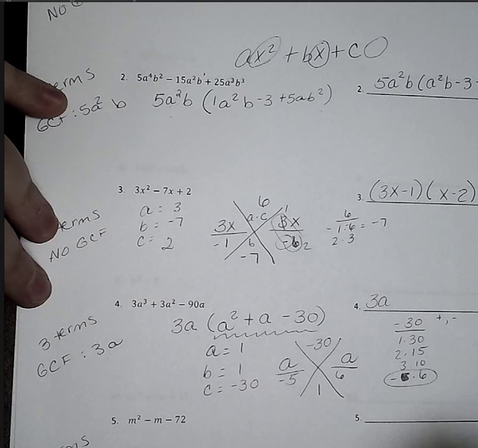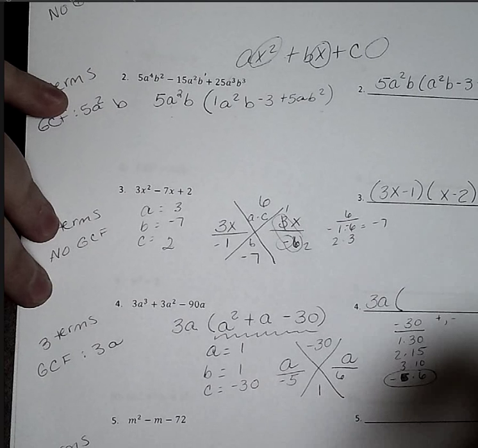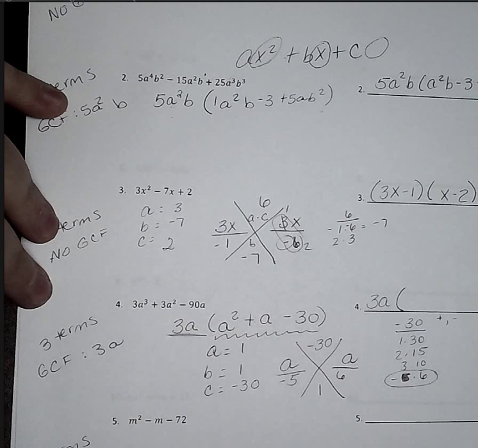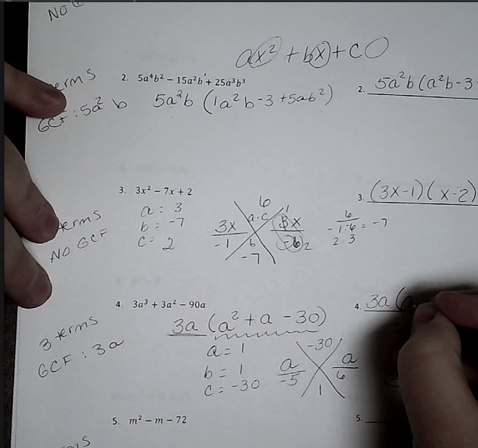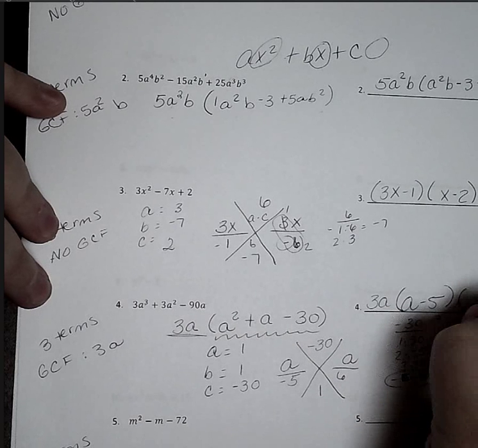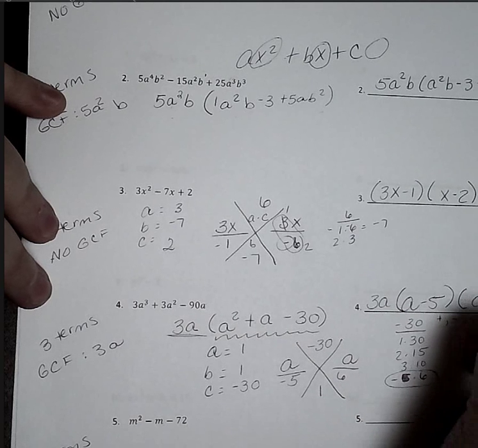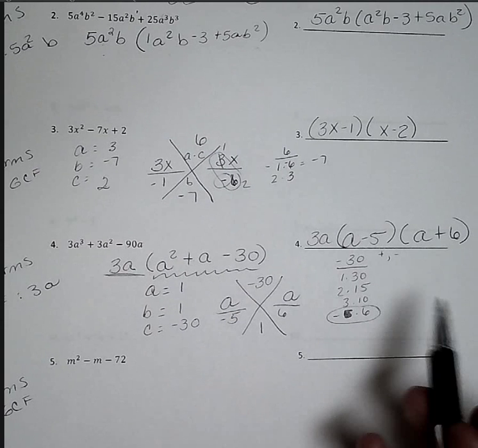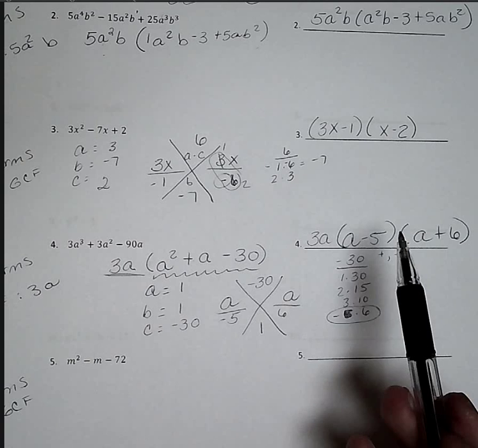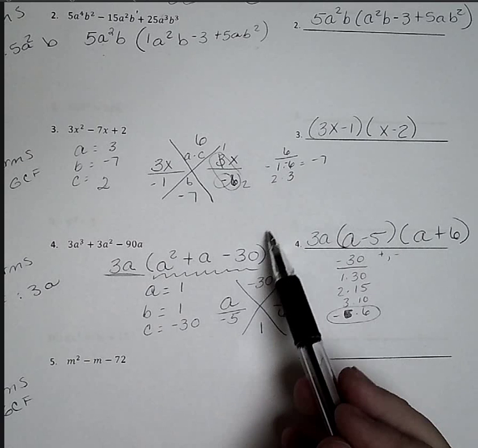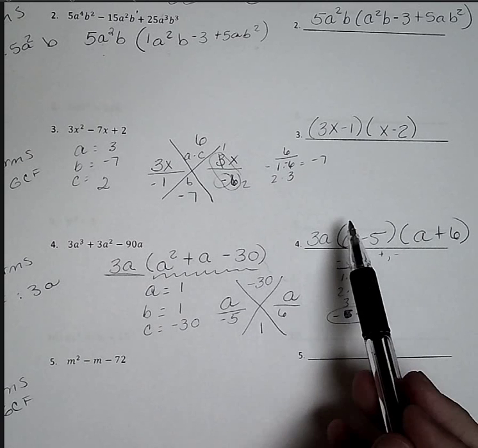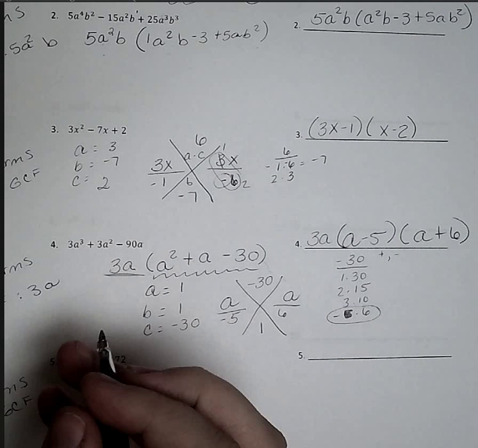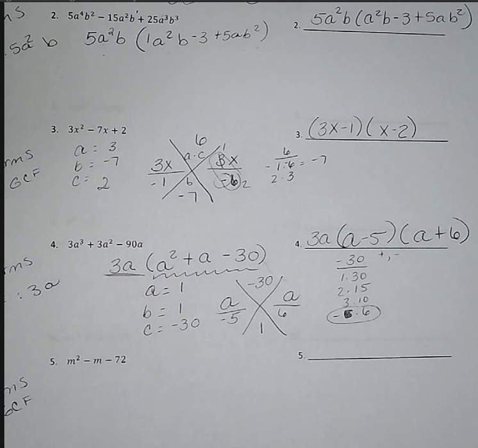So now I have 3a has to be up here because it was a part of our GCF. So now I have a minus 5 and a plus 6. So all of this is a part of your answer. If you did not include the 3a in your answer, the entire problem would be wrong. So be careful. When you have a GCF, that always is going to be a part of your answer.